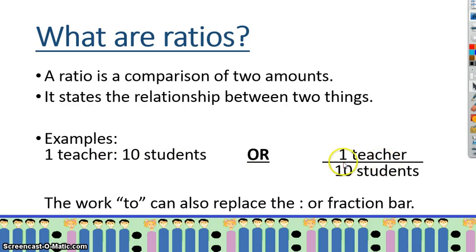Or it could be written this way with a fraction bar. 1 teacher to 10 students. I prefer you to write it this way because later we will learn to expand ratios and also use cross products to solve for a missing variable. So I would like to see you focusing on this method. You can also write the word to instead of the colon or the fraction bar. So you could literally write 1 teacher and then the word to 10 students.